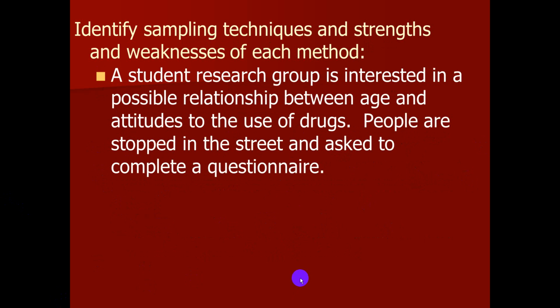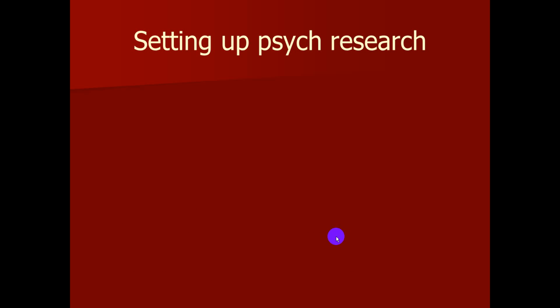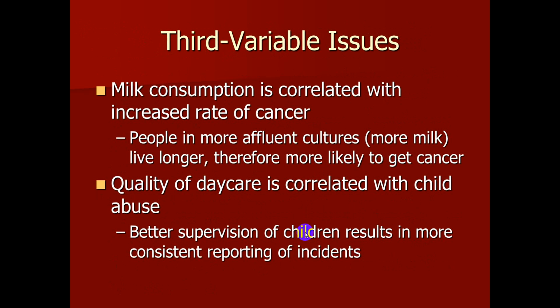All right, identify sampling techniques and strengths and weaknesses of each method. We'll do that later. And so we are done with correlational behaviors. And this is the video as far as correlational data and correlational issues. You can get some ideas of what the strengths and weaknesses of correlational data are, correlational studies.